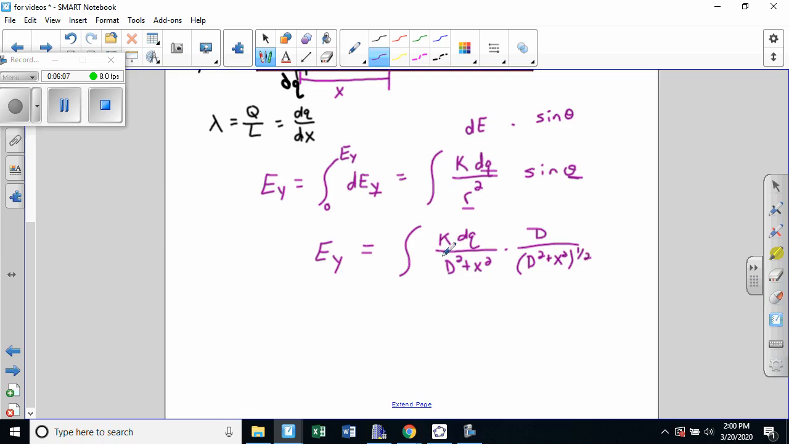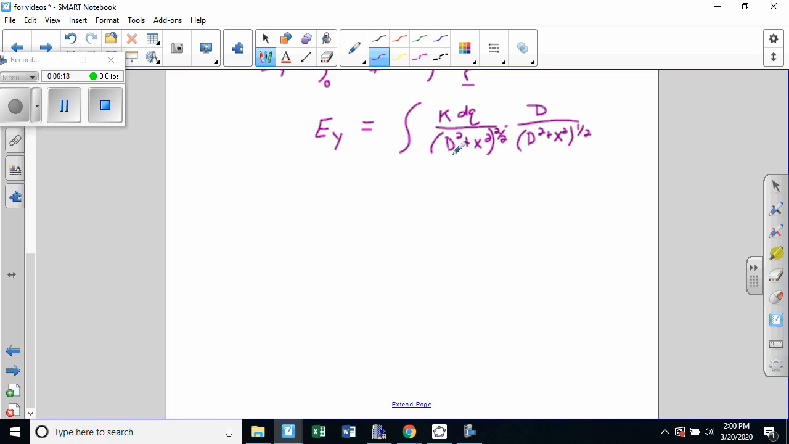And the next thing I'm going to do, just to make my algebra simple, is I'm going to say this d squared plus x squared to the first is the same thing as d squared plus x squared to the 2/2 power. And now I notice I have those same terms on the bottom. If I want to multiply them together, it's going to be adding the exponents. So this becomes the integral of k d over d squared plus x squared, 2/2 plus 1/2 is to the 3/2 power, and then dq. Great. But I'm still in a bind because x and q are not the same variable.